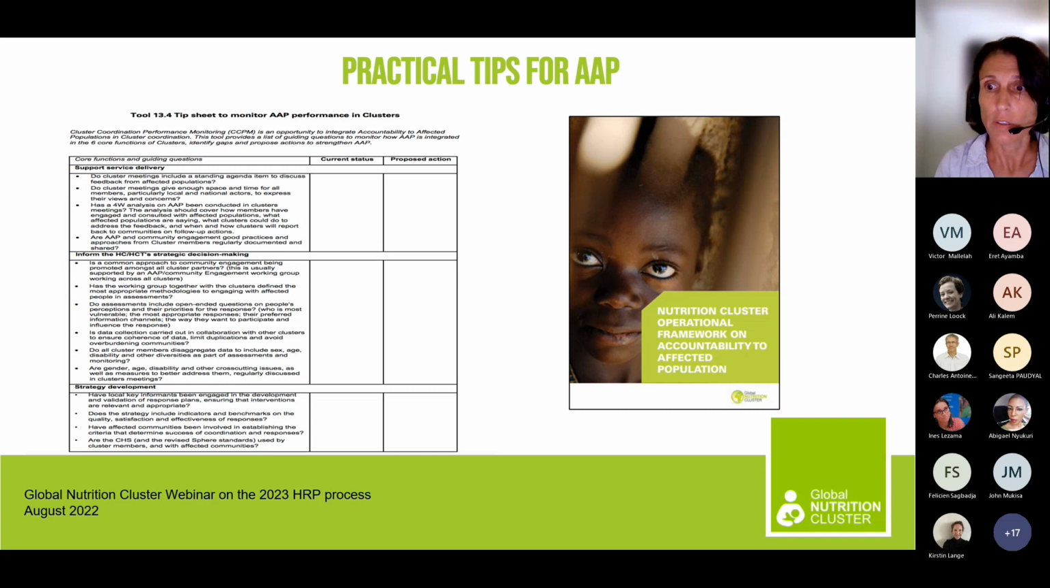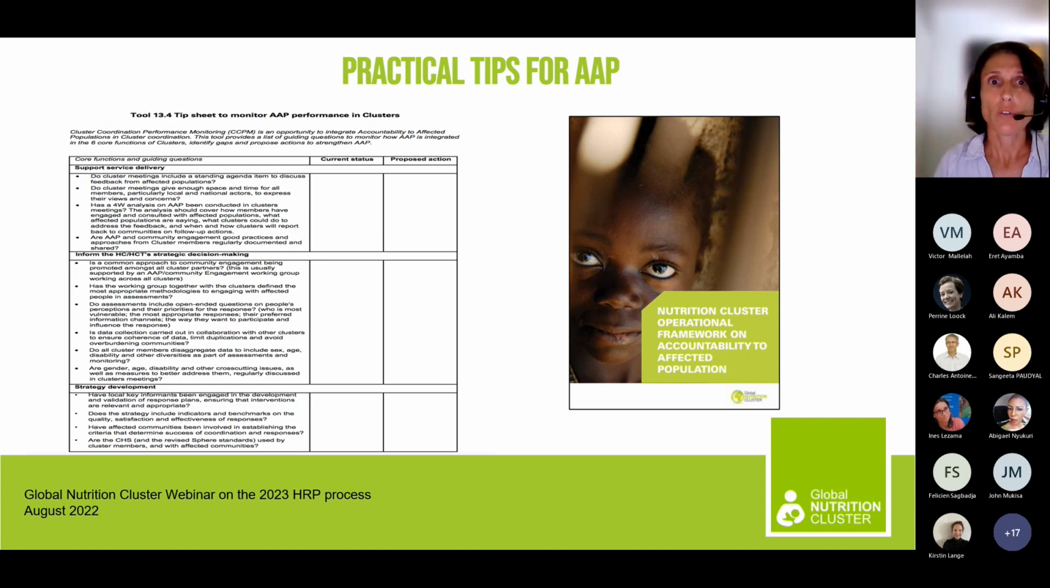Next slide, please. So here we change topic. We go to another cross-cutting theme, which is AAP. When it's possible, the clusters and sectors should make use of civil society to test and validate assumptions made in the response plan. Again, it's a bit like GBV and disability.